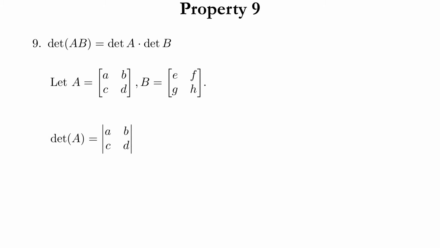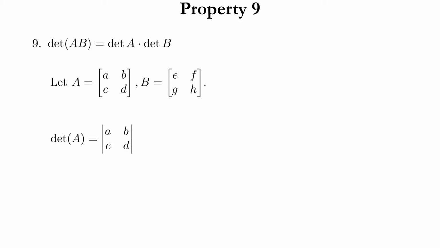The ninth property says that if we multiply two matrices together, A and B, then the determinant of A times B is simply the determinant of A multiplied by the determinant of B. We are not going to prove this property. However, what I'm going to do is show you how you would do it for a 2 by 2 example. Let's say you have two matrices, A and B, which have entries a, b, c, d and e, f, g, h. Now let us compute the determinant of A.